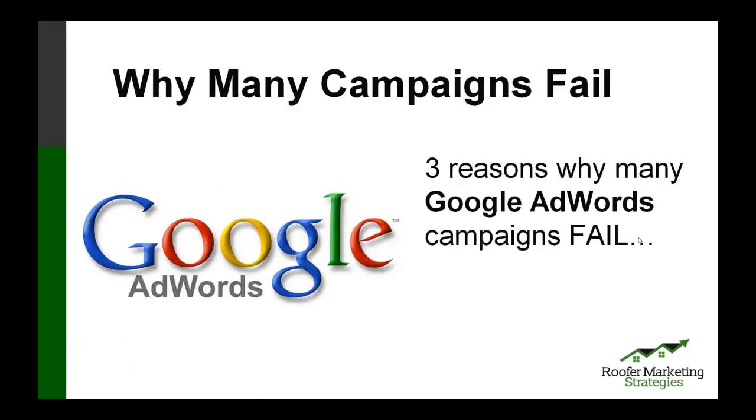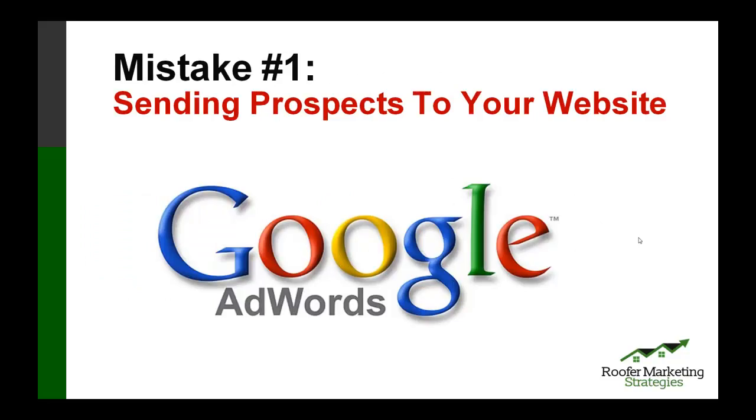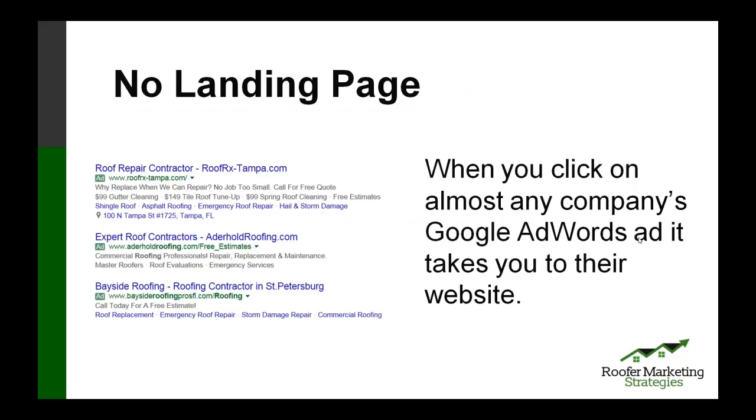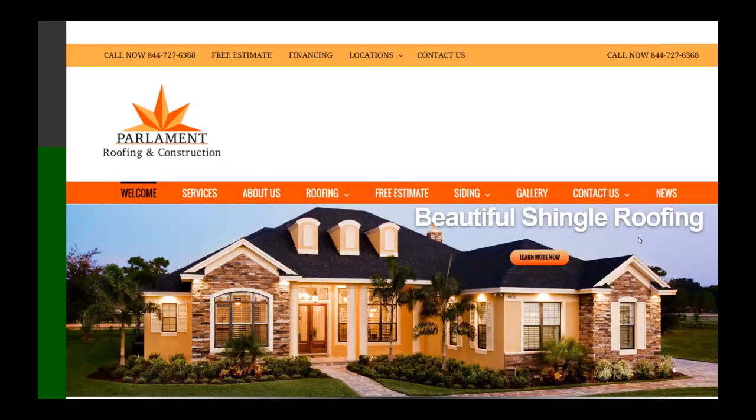But there are really 3 main reasons why many Google AdWords campaigns fail, and we've broken it down into the 3 biggest mistakes. Mistake number 1 is sending prospects to your website. That might sound a little weird, but when you click on an ad, it usually takes you to a website. But here's the challenge.